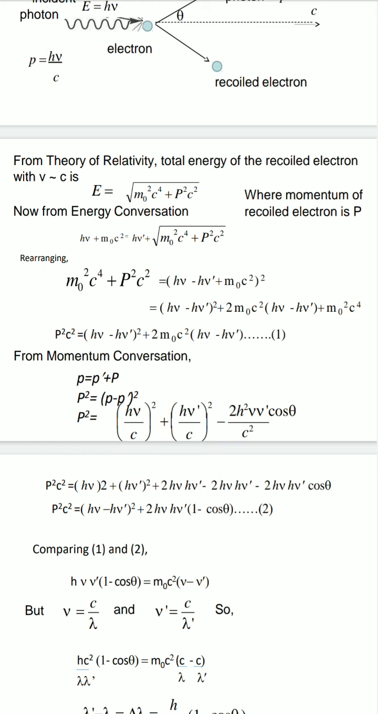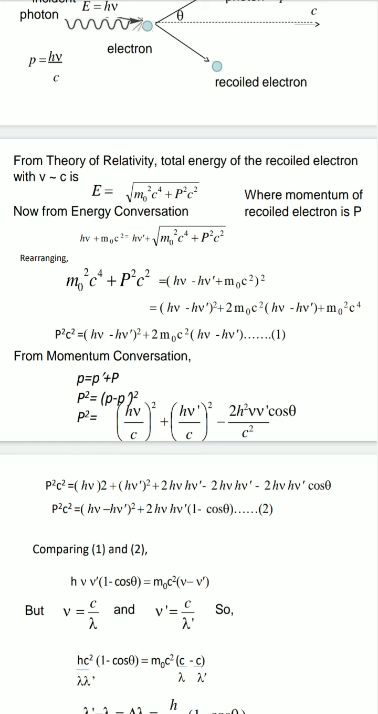Let us take now the momentum conservation. That is, before scattering, the momentum of the total system will be equal to the momentum of the total system after scattering. That equation will be: before scattering only the photon has momentum, the electron is at rest. So the photon's momentum is p, which is h nu by c. And the photon's momentum after scattering is p dash, which is h nu dash by c. And capital P is the momentum of the electron.